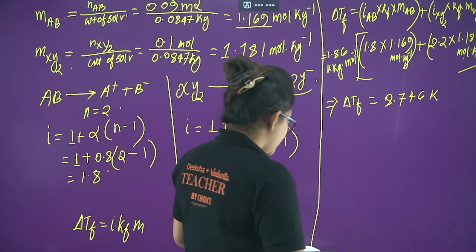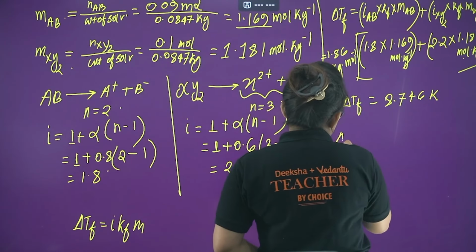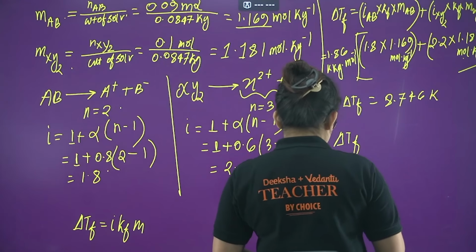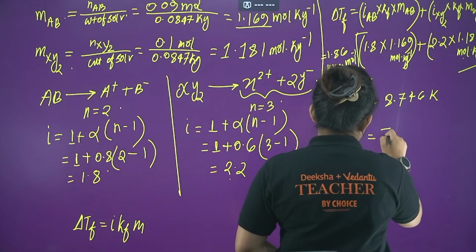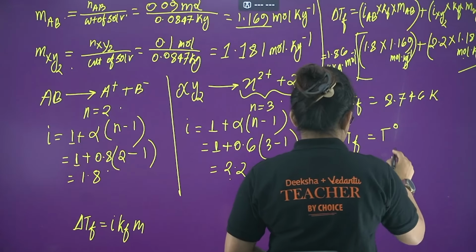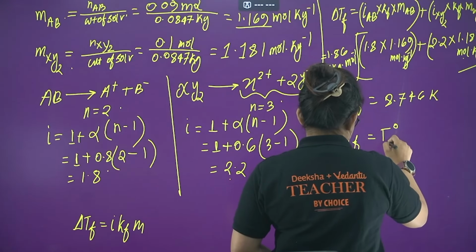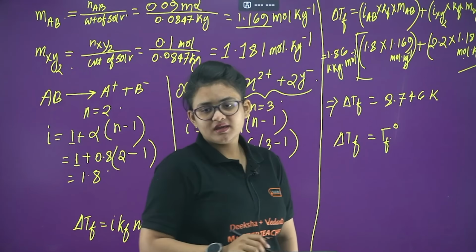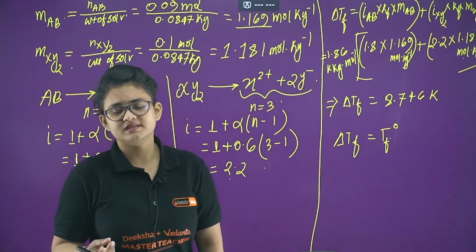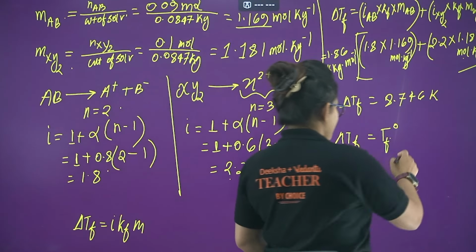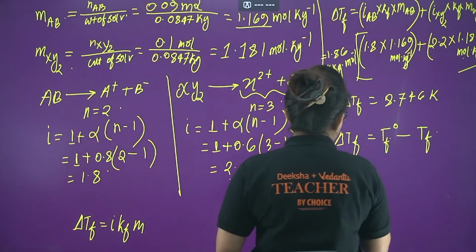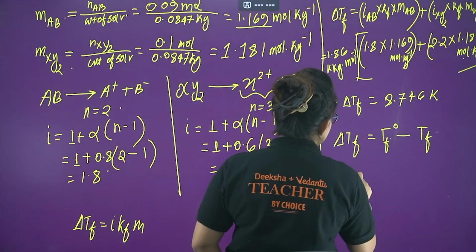Okay, the job is not yet done. Now delta TF, you have to find out the freezing point, right? So delta TF equals T0, that means the freezing point at the pure state, minus TF, right? TF you have to calculate. Let's put the value.